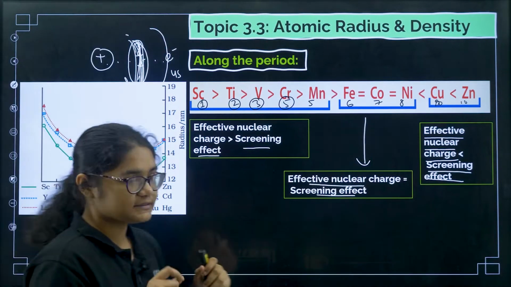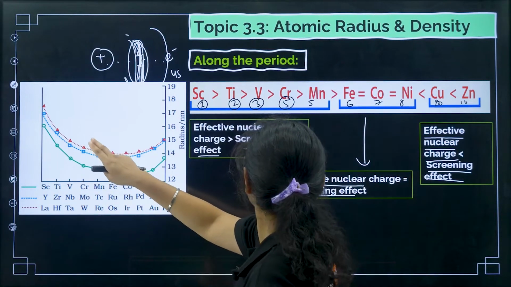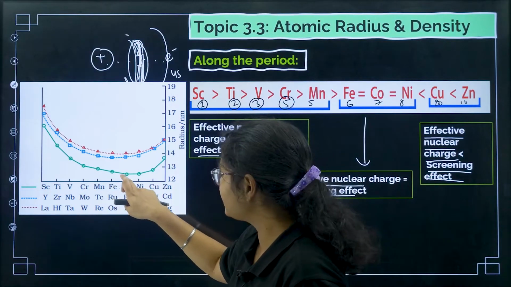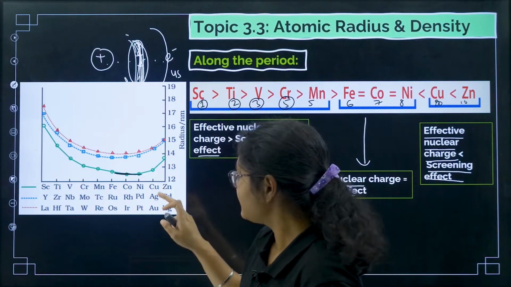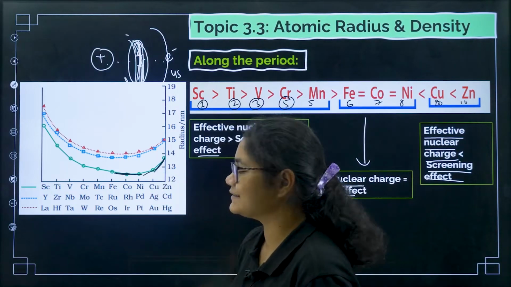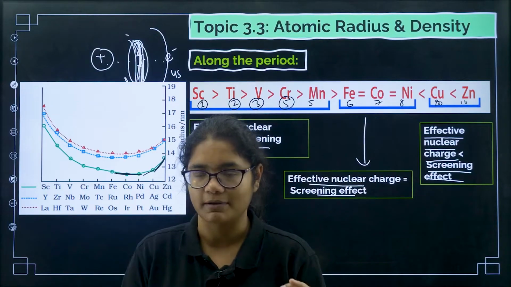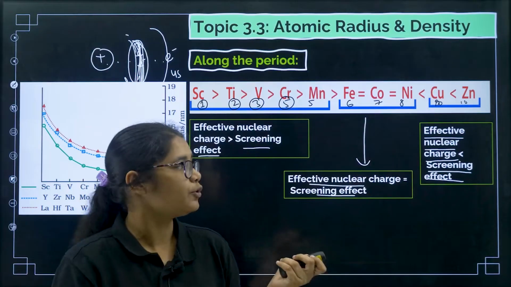From scandium up to iron, I can say the size is decreasing, right? Then for iron, cobalt, nickel, you can see almost a straight line, there is less difference. Then again from copper to zinc, the size has increased. So I think this is very clear. 4 points I told you, please remember and write them down. Now let us discuss what happens down the group.